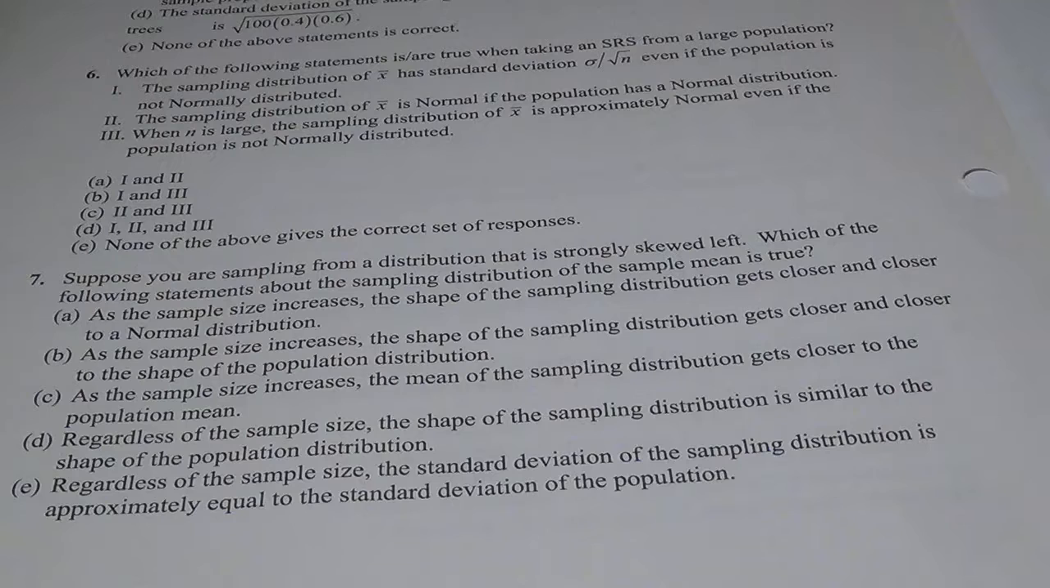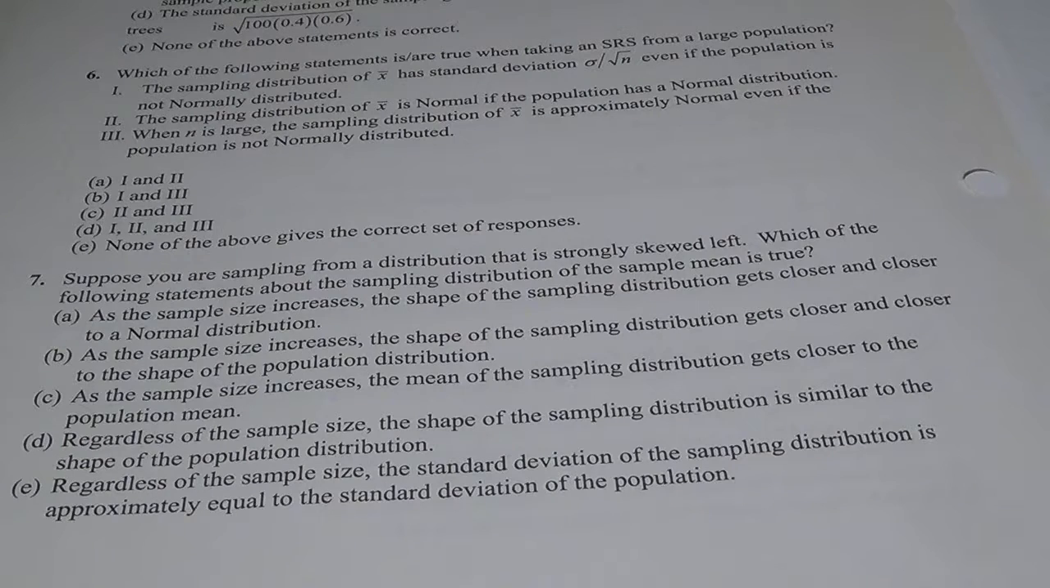On C, the sample size, as it increases, the mean of the sampling distribution gets closer to the population mean. So as the sample size increases, we know variability decreases. So the mean of that sampling distribution gets closer to the population mean. I can say that the whole graph gets closer to the population mean, but the mean of the means is unbiased whether there's a lot of spread or not. So I'm going to say no for C.